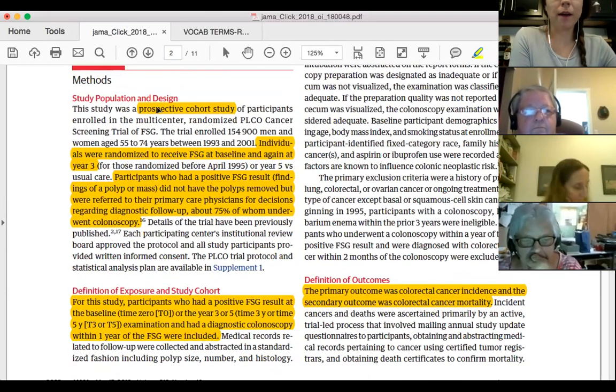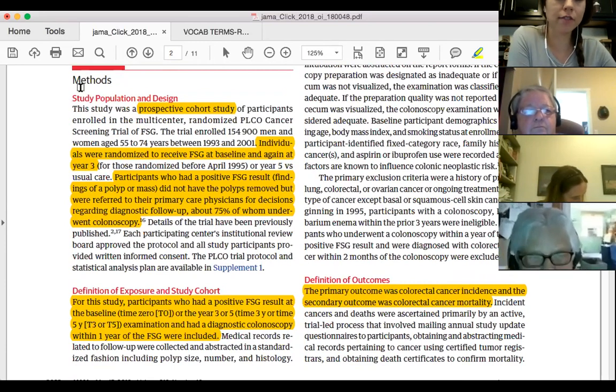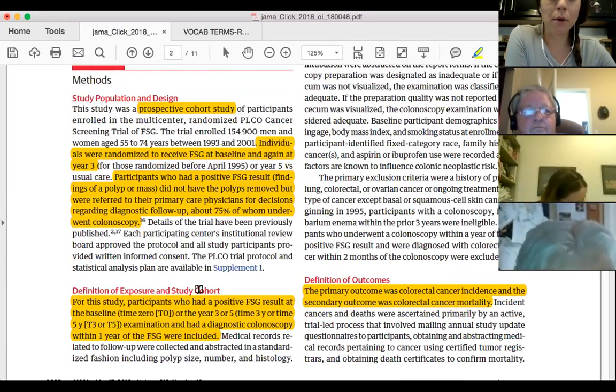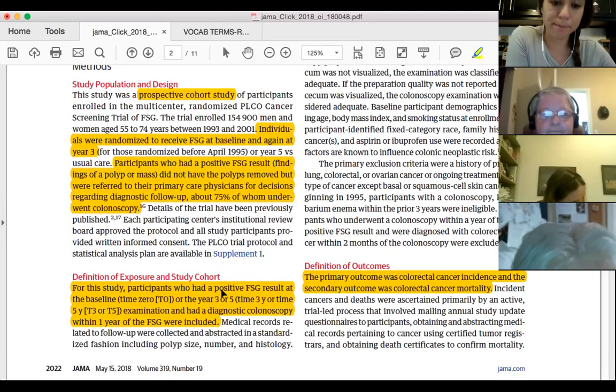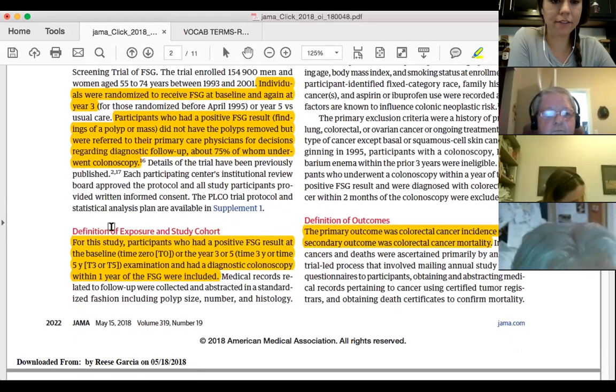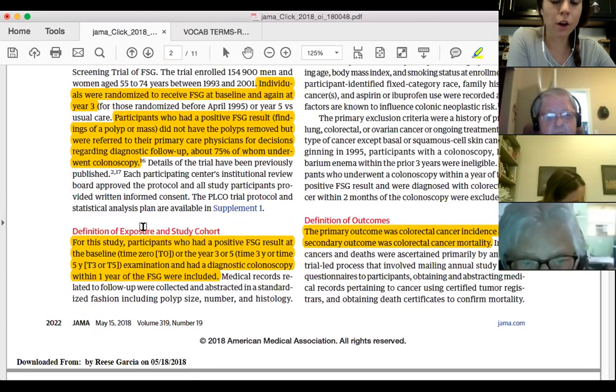So this is where I was describing the prospective cohort study. So this is a study population design. Oftentimes the methods will be broken out into different ways of things they're going to identify. So this is how they're going to design the participants that they're including. Right here, definition of exposure and study cohort.